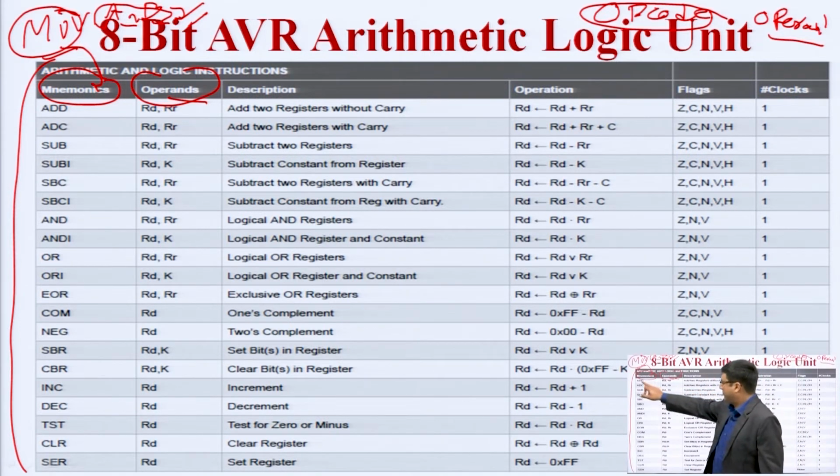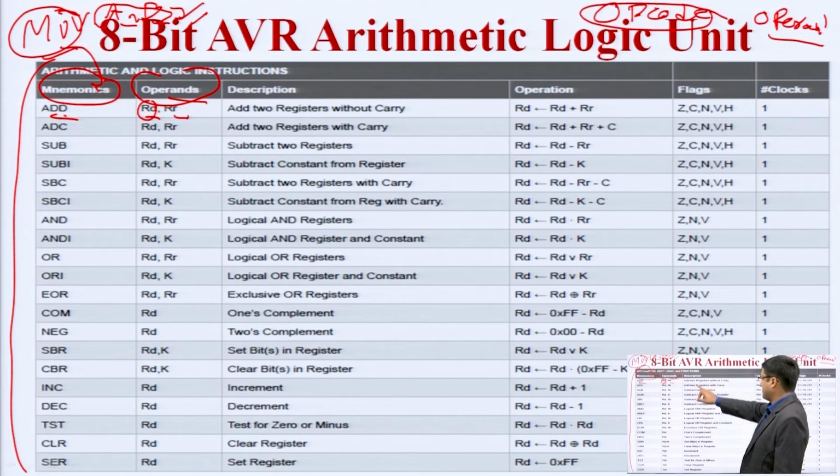So let us take one, ADD. ADD means we are adding something. ADD means adding the values of the two operands. What does it mean? There is a source operand and a destination operand. So we are adding the data of one register to another register. Add two registers without carry.